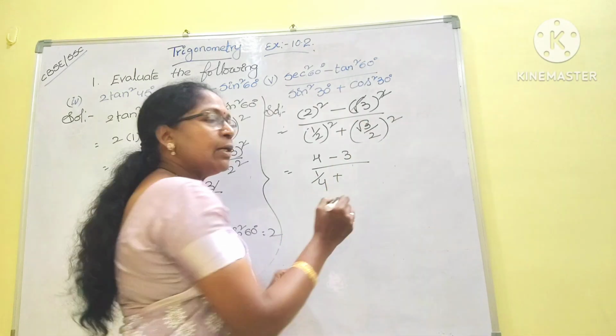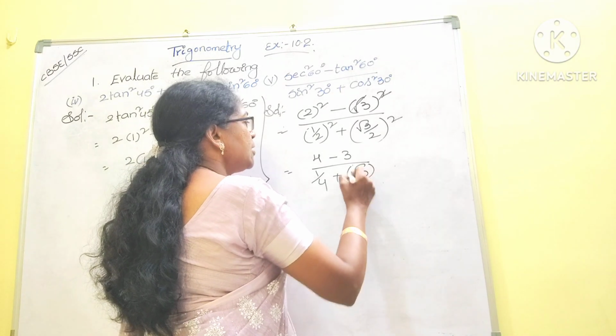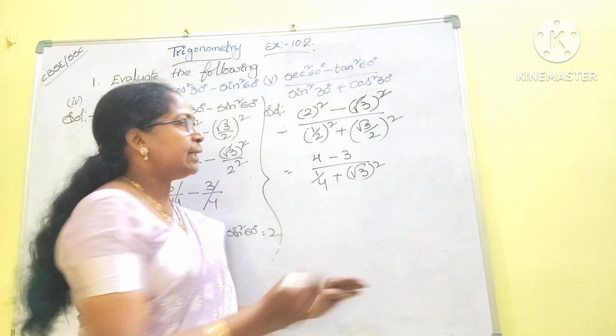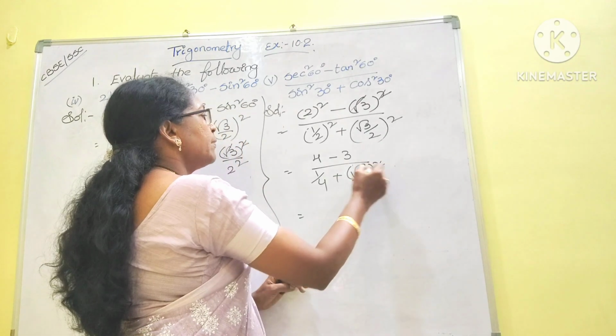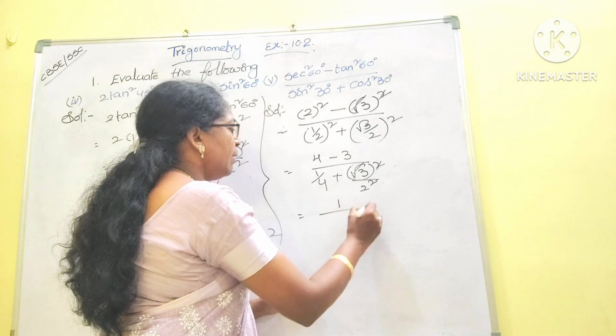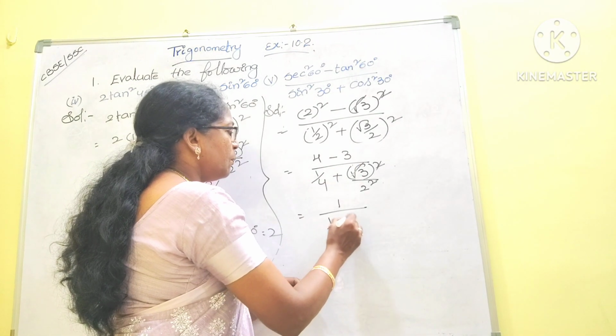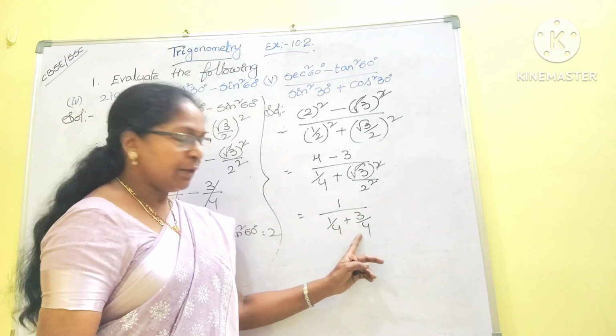Root 3 whole square: square and root will be cancelled. Otherwise, if you have any doubt, write clearly root 3 whole square by 2 square, then square and square root will be cancelled. Then 4 minus 3 is 1, divided by 1 by 4, plus 3 by 2 square, which is nothing but 4.